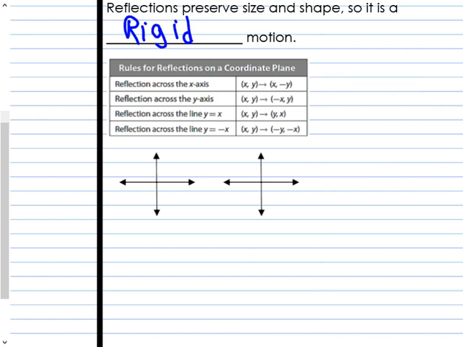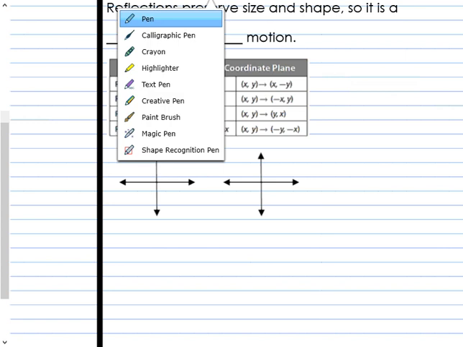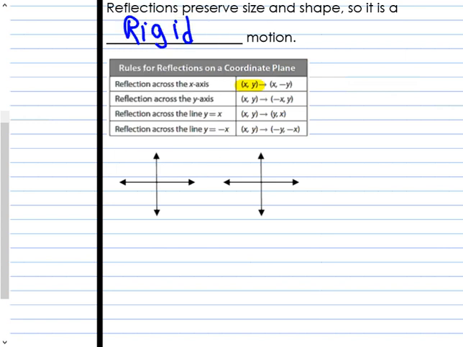The reflection across the x-axis, so our original point is (x, y). The reflection across the x-axis is (x, negative y). X stays the same and y gets a new sign. And here's an example. If I have this point right here, a reflection across the x-axis means it's going to come down here. Okay? So reflected down to here. So it stayed in the exact same spot on the x-axis, but it changed on the y-axis.